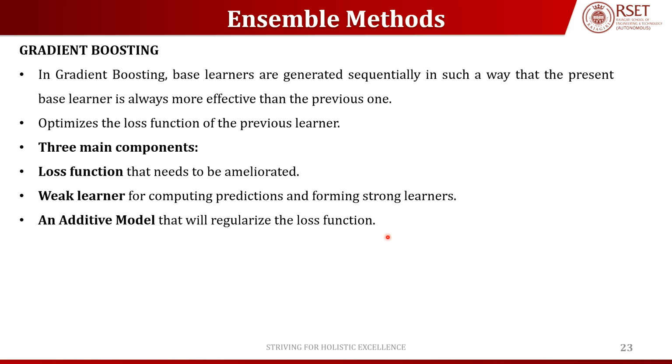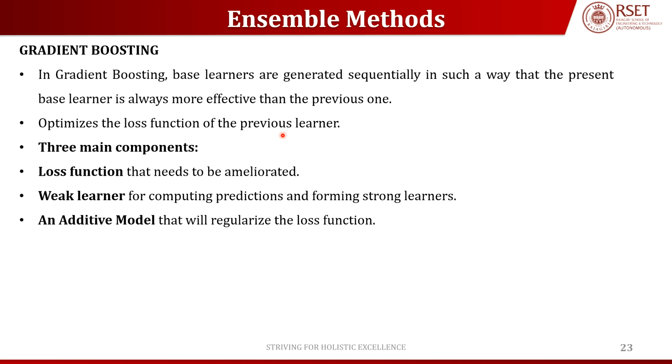So the next one is gradient boosting. AdaBoost focuses on reweighting the data points, but gradient boosting is a bit different. It builds the models sequentially to specifically optimize the loss function of the previous learner. So the idea is that each new model, or base learner, is generated to be more effective at correcting the errors of the one before it.